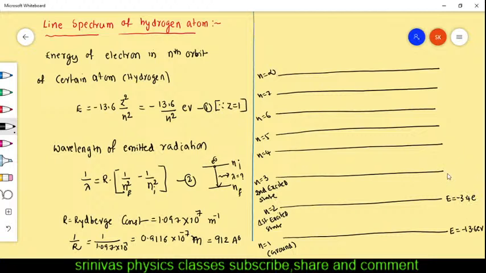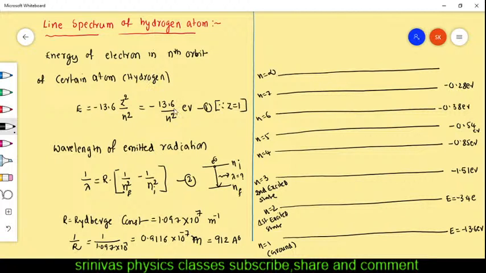And the next one is minus 1.51 electron volts. The next one is minus 0.85 electron volts. The next one is minus 0.54 electron volts. And the next one is minus 0.38 electron volts. The next one is minus 0.28 electron volts. This is the infinite orbit, n is equal to infinity.